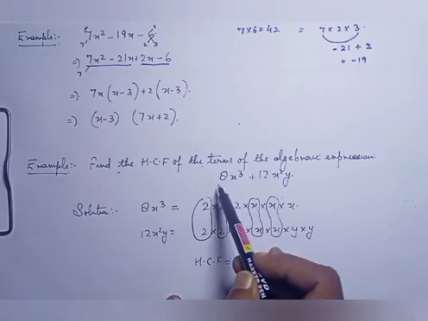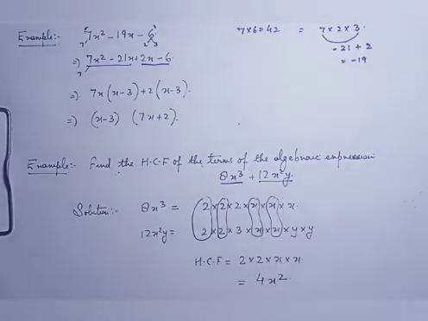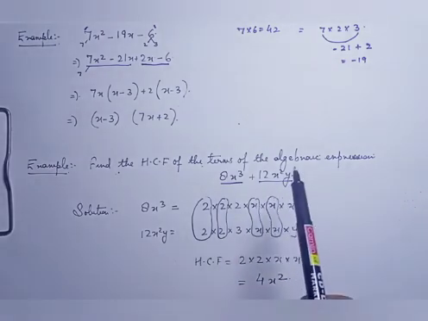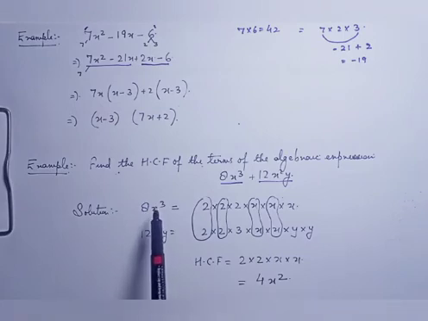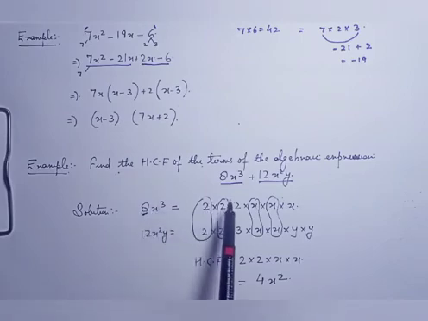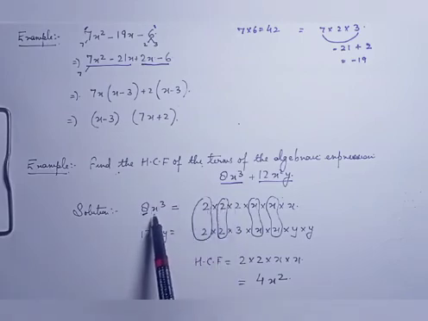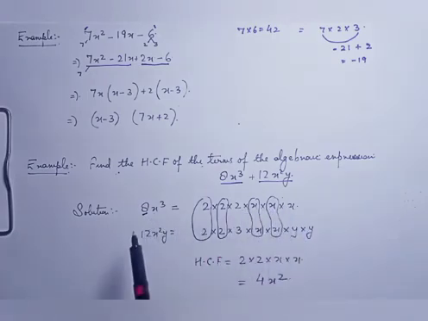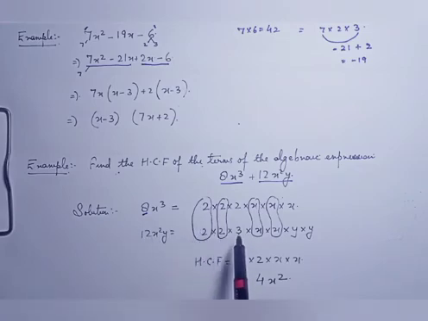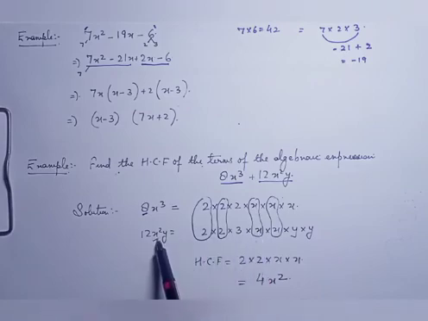First of all, we are going to take both the terms, that is 8x cubed plus 12x square y. Now we are going to find the prime factors of 8, that is the numerical coefficient, as well as the variable. So the prime factors of 8 can be written as 2 into 2 into 2, and x cube can be written in product form as x into x into x. Now again we find the prime factors of 12, that is 2 into 2 into 3, into the product of x square and y, which can be written as x into x into y.